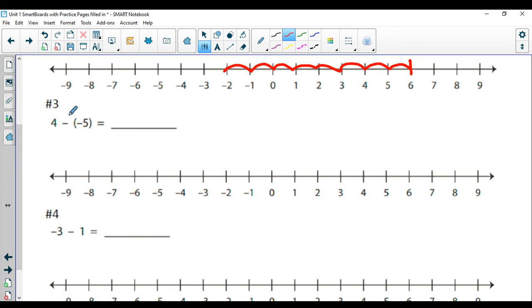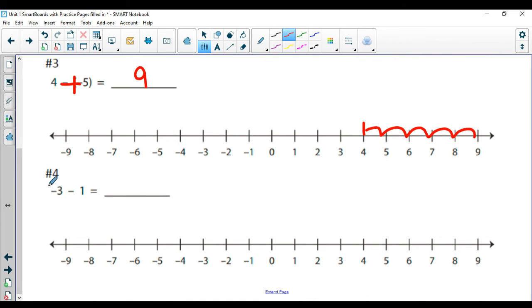In number 3, I see first number stays. This would change to addition, and that would be positive. So I like to just make one big old plus sign. This one, start at 4. We're going to move 5 to the right. 1, 2, 3, 4, 5, which takes us to an answer of 9.